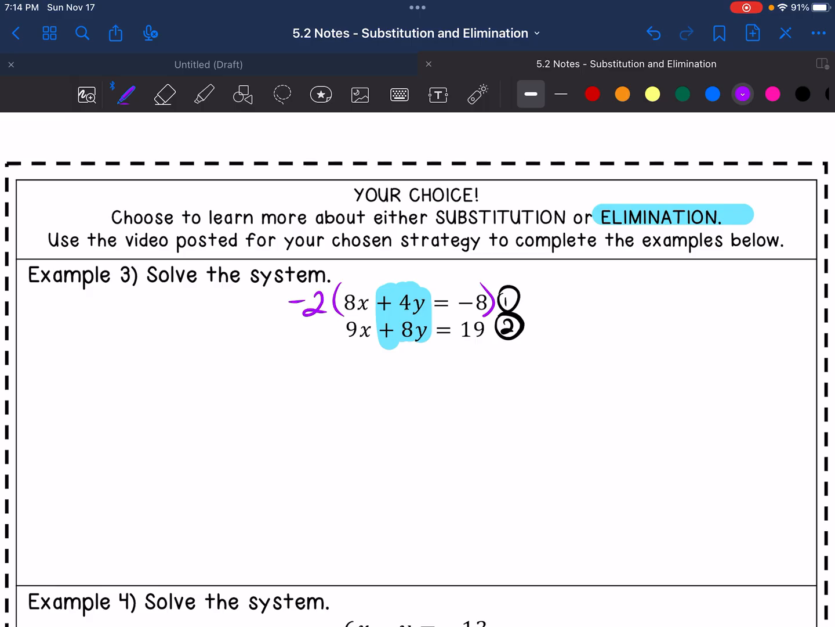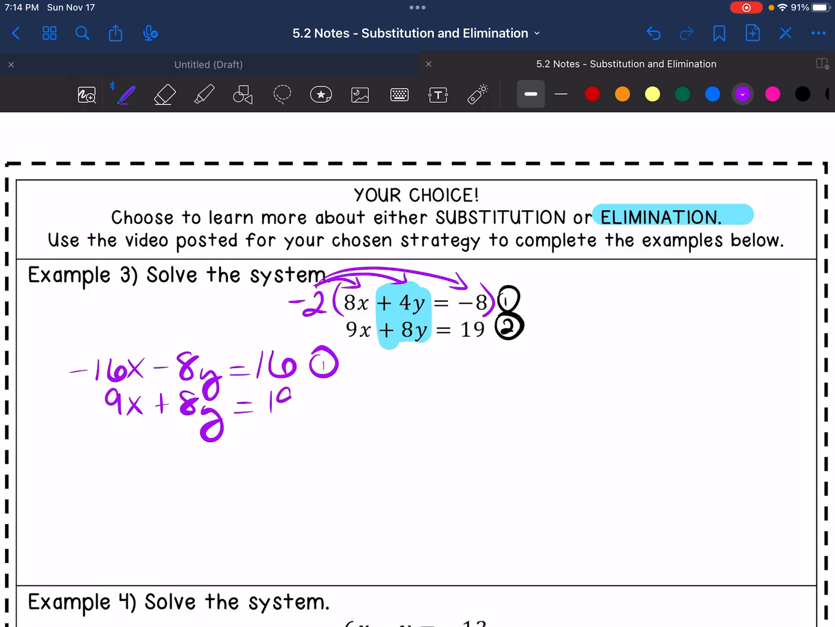So when I go through and rewrite this, when I do -2 times all of equation 1, that's going to give me negative 16x minus 8y equals 16. Okay, that's from equation 1. Equation 2 is not changing. It's staying 9x plus 8y equals 19. So that's still equation 2.